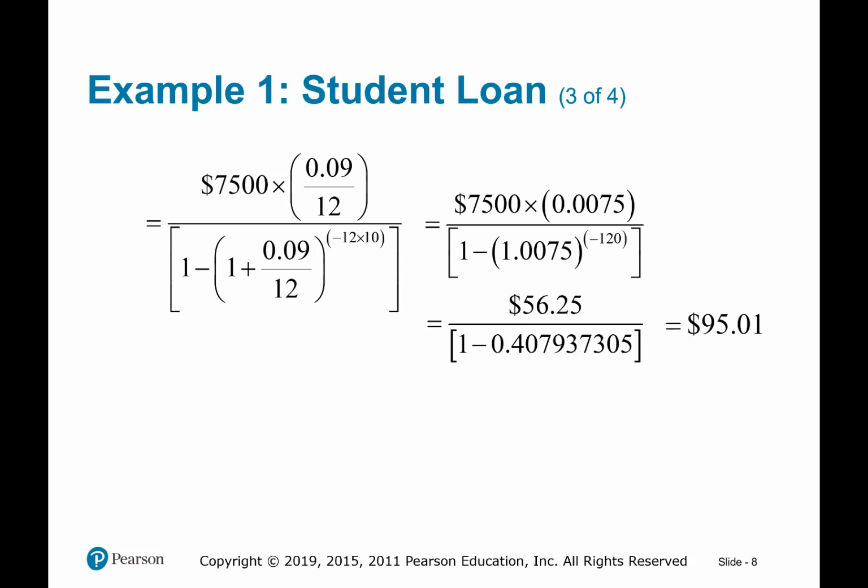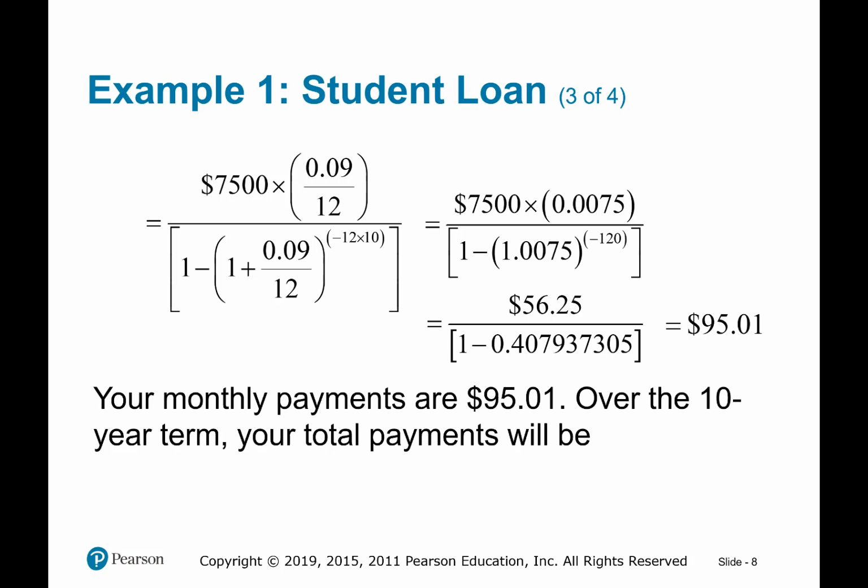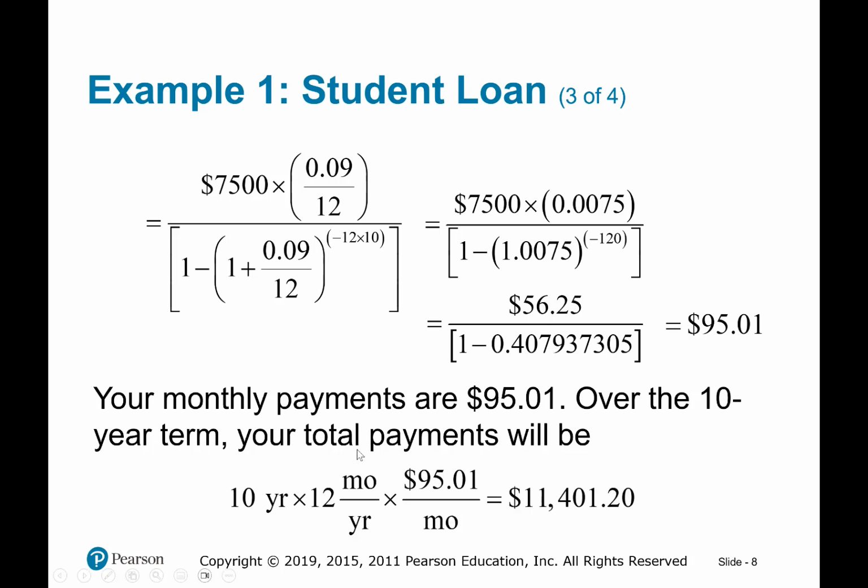So that means over the course of 10 years, I'm going to make monthly payments of $95.01. That's 12 months a year, so that's going to be 120 payments. If I take 120 payments times $95.01, that's going to be $11,401.20. That's the total of my payments.